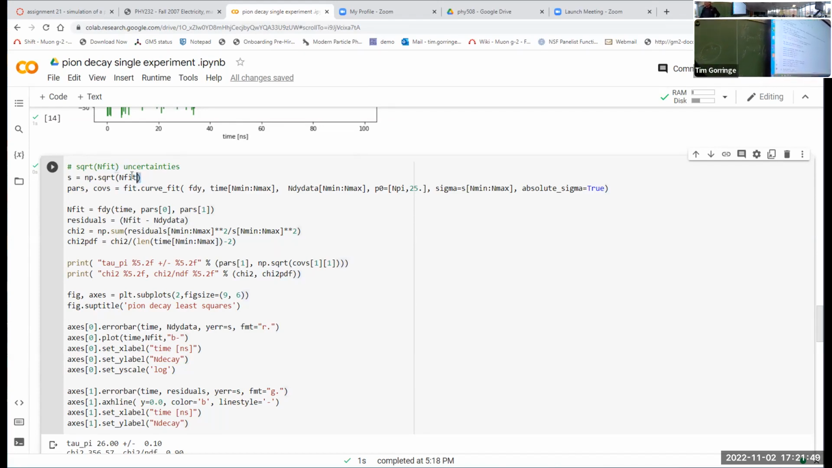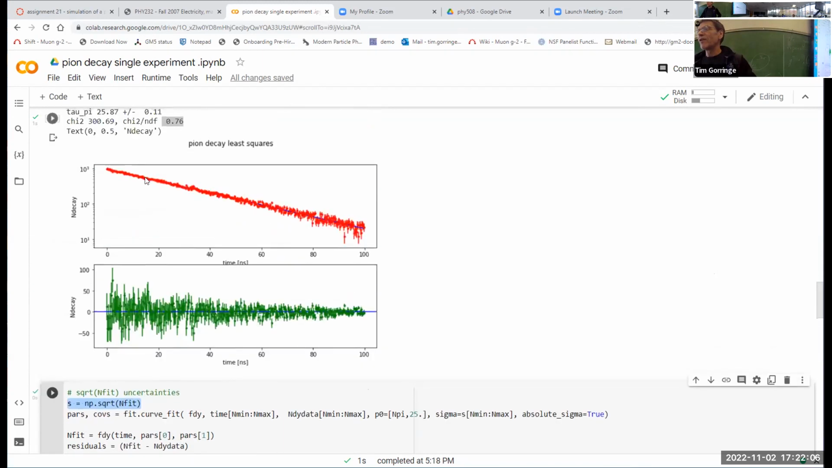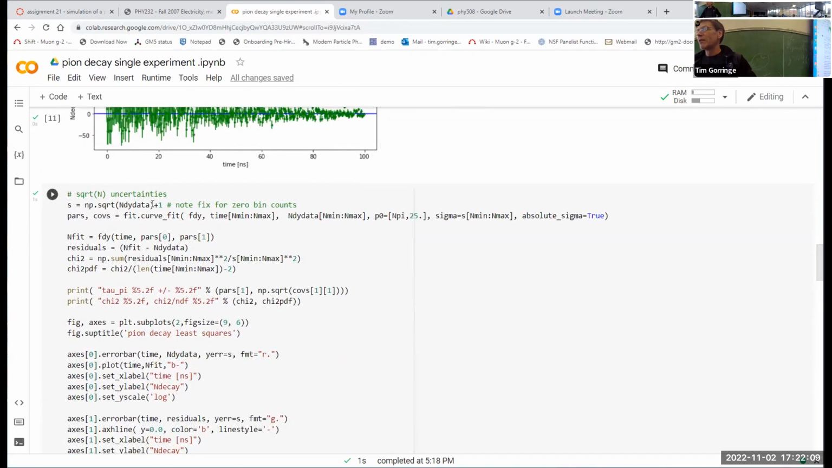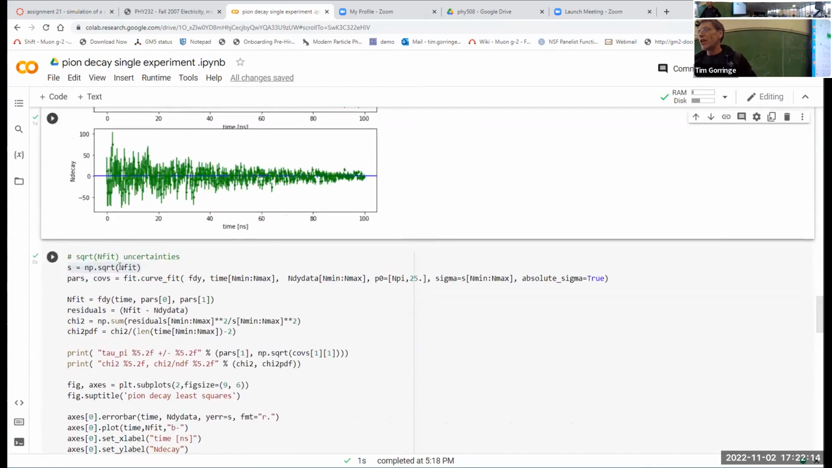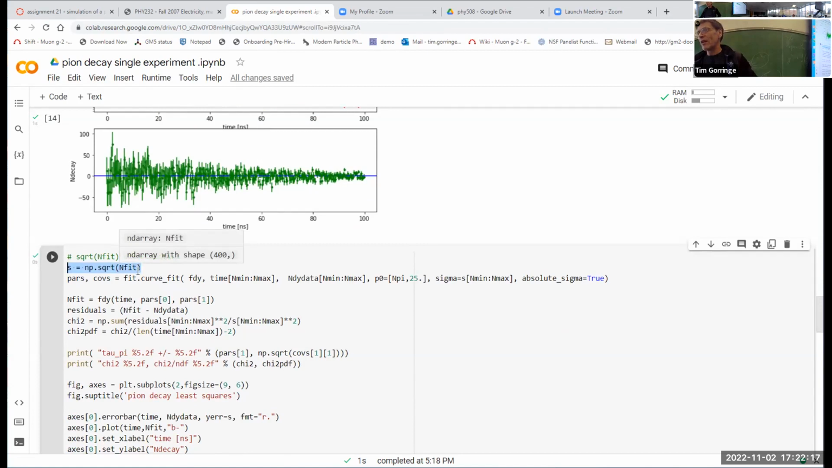So I'm going to replace my estimate of the uncertainties on the data points with the square root of the values of the fit function rather than the data themselves. I'm just going to make this replacement here. If I compare it with upstairs here, we have this here. So a simple change in the cell here. I also don't need to add the 1 anymore.